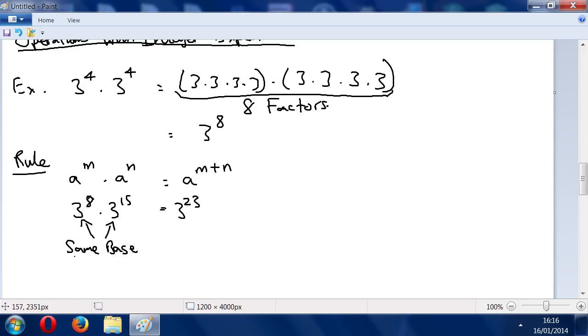So that's important. That's very important because it's not going to work otherwise. All right.